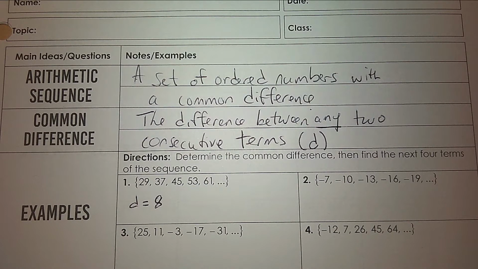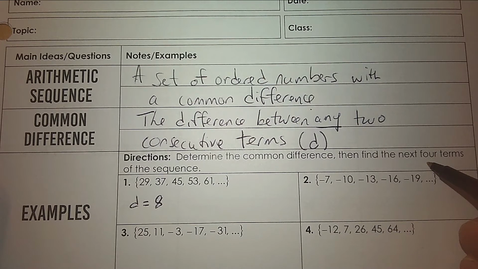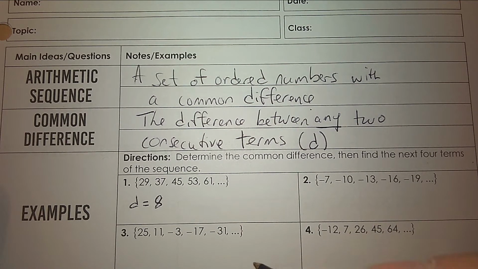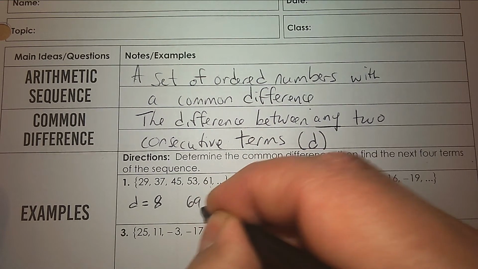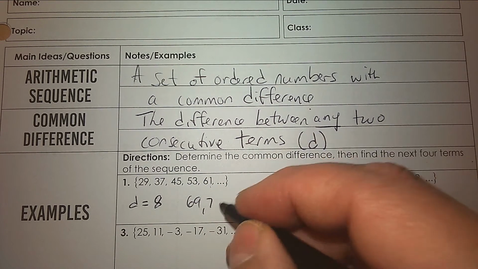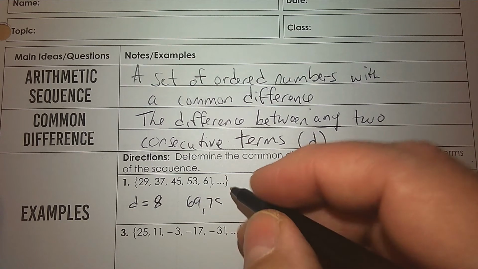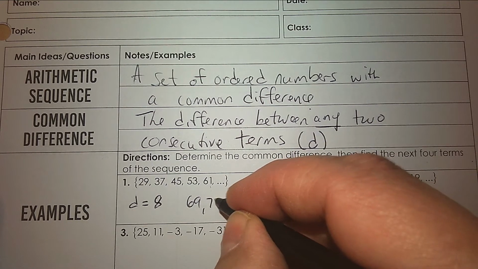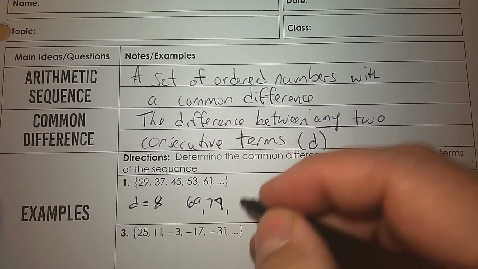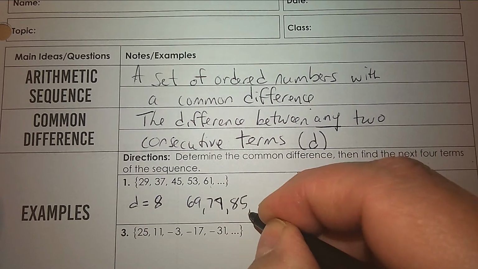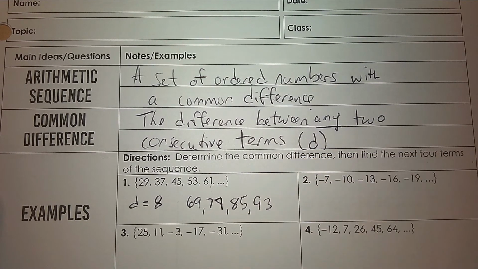Now it says, find the next four terms. So right now, what would be the next term after 61? Then, and then what are we doing every time? Just adding 8. All right, let's try number 2.